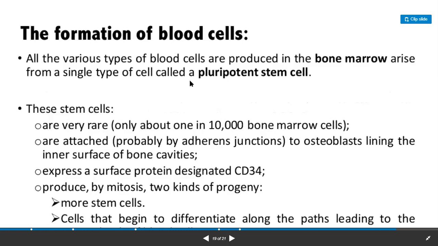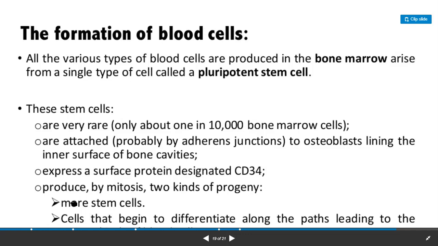So the formation of blood cells: all the various types of blood cells are produced in the bone marrow. They arise from a single type of cell, which is called the pluripotent stem cell, which is what we already said. These stem cells are very rare, only about 1 in 10,000 bone marrow cells. They are attached probably by adherent junctions to osteoblasts, bone precursor cells also lining the bone cavity. And they express a surface protein, which we already said is called CD34+.